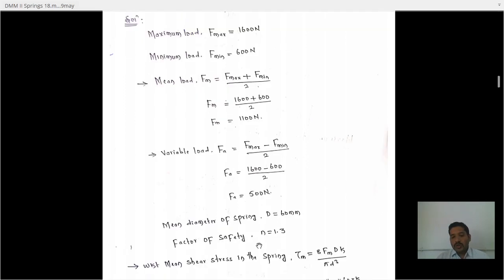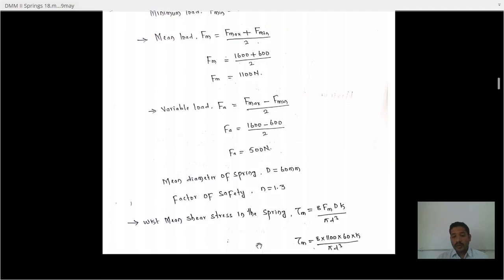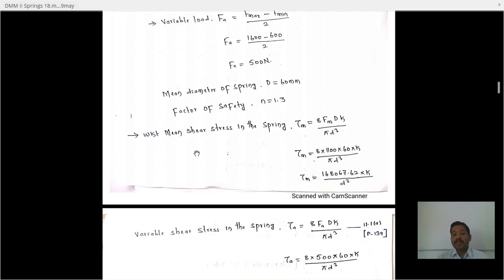After getting the variable load, we need to find out the mean shear stress in the spring. The mean diameter is already given in the question, 60 mm, and the factor of safety is 1.3. So we need to find the mean shear stress in the spring, which is equal to 8 into mean force into mean diameter into K, nothing but Wahl's factor, by pi into d cube.